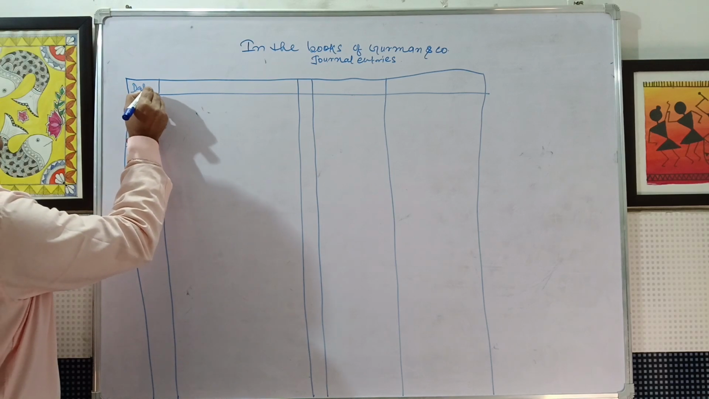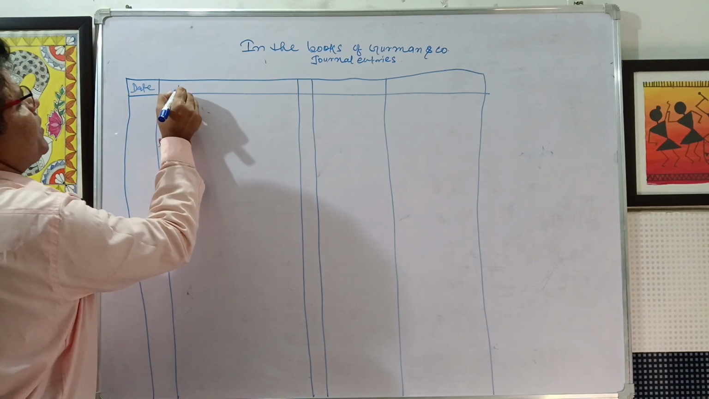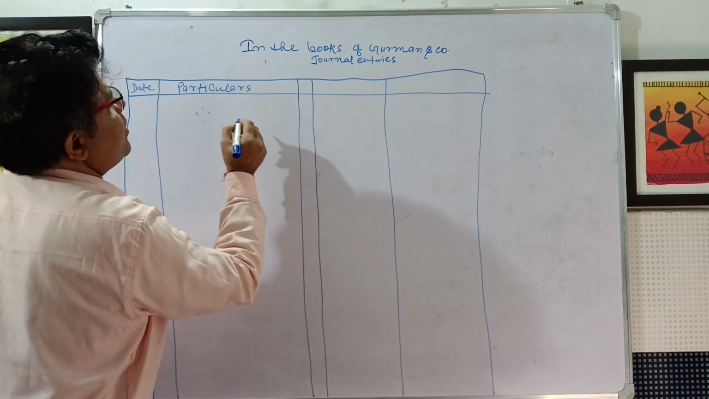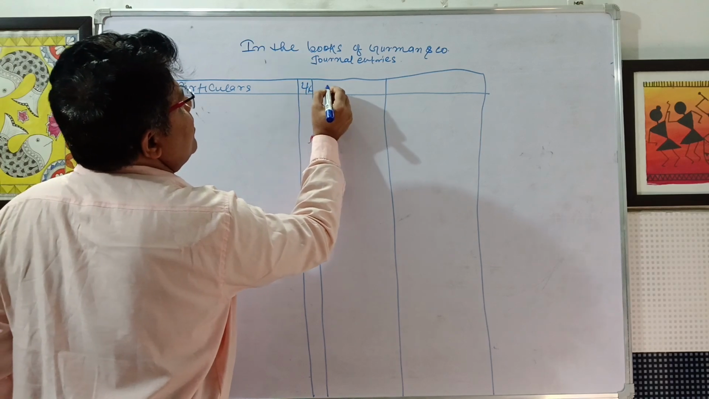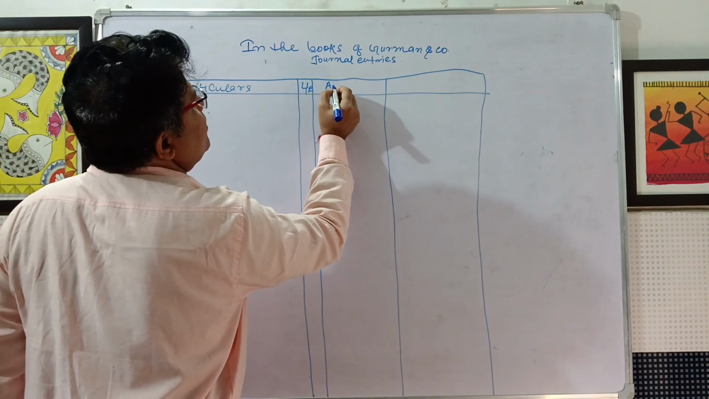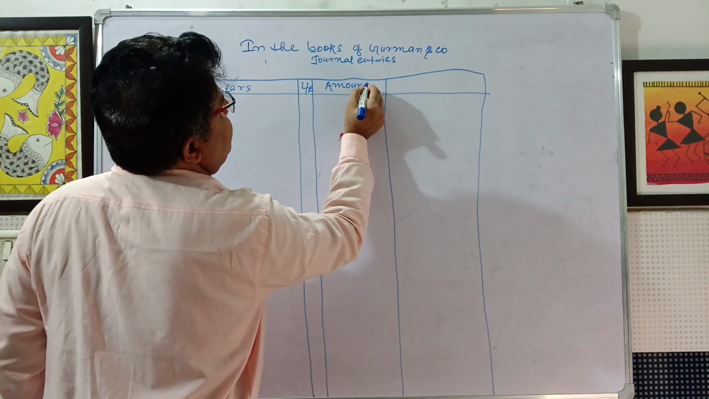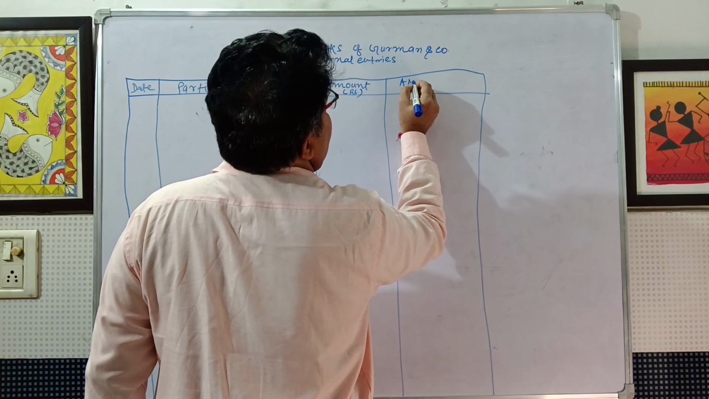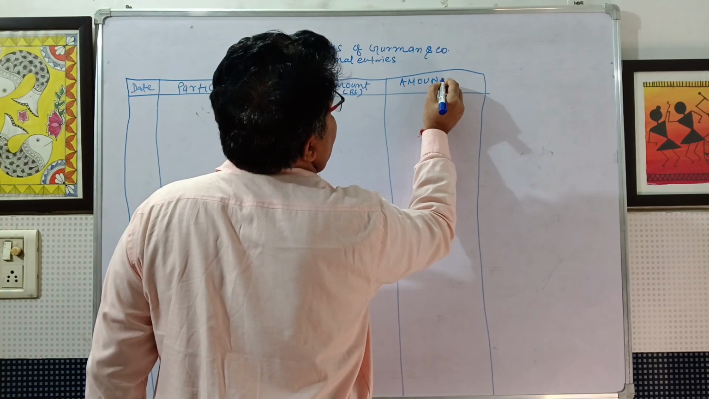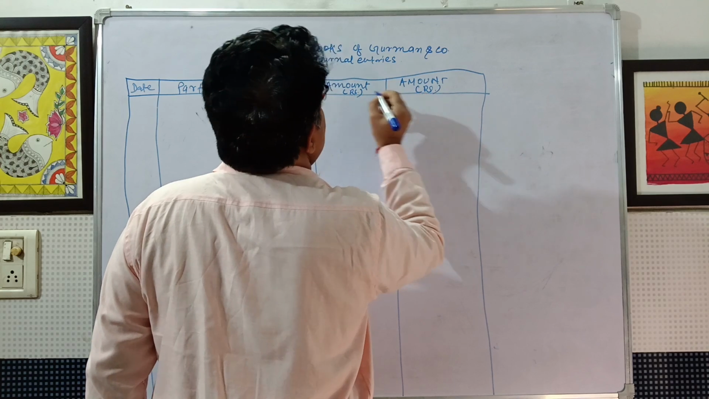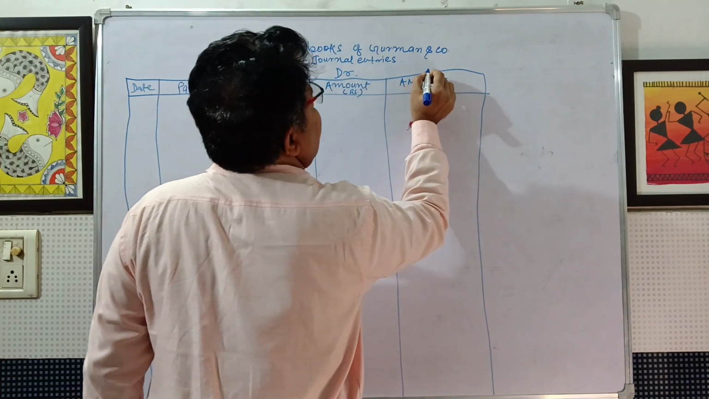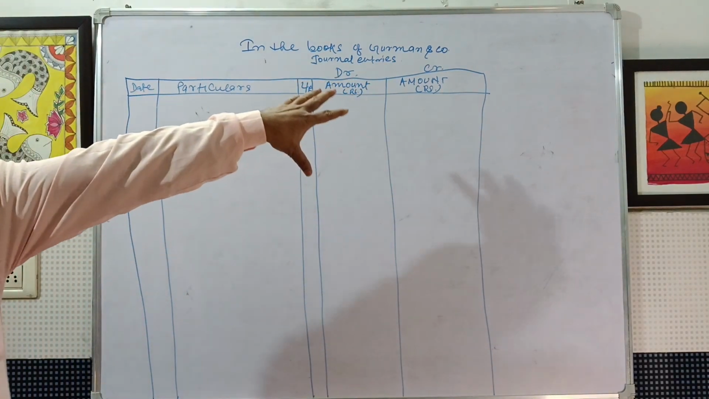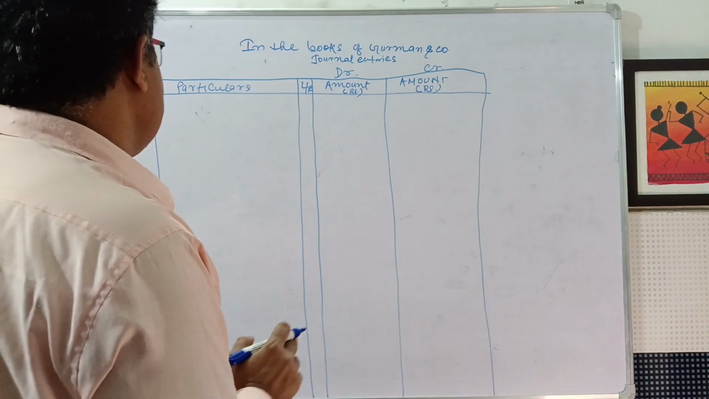Date, particulars, ledger value, amount, rupees, amount, rupees, debit. So Gurman and Company, Gurman started the business with 1 lakh.